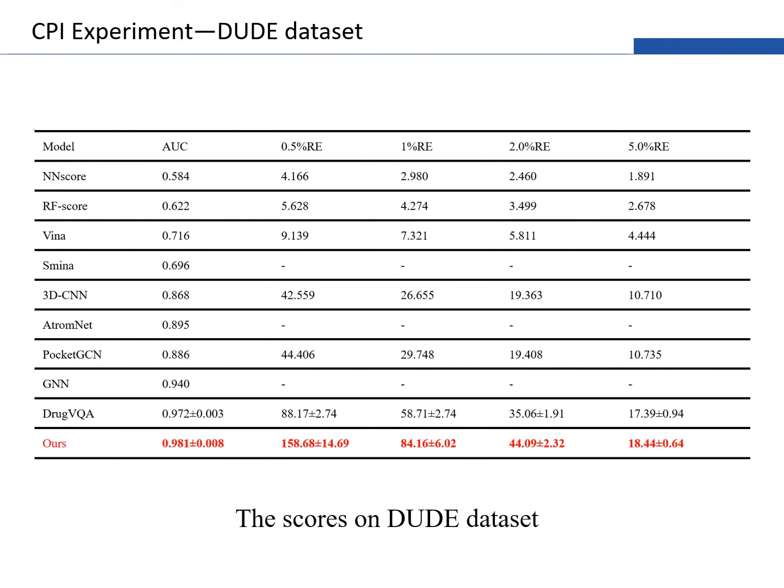We further compare our SPP-CPI with state-of-the-art CPI approaches on the Dude dataset. The results show that our model performs better on CPI prediction on all metrics. The results were significantly improved at 0.5% RE and 1% RE.